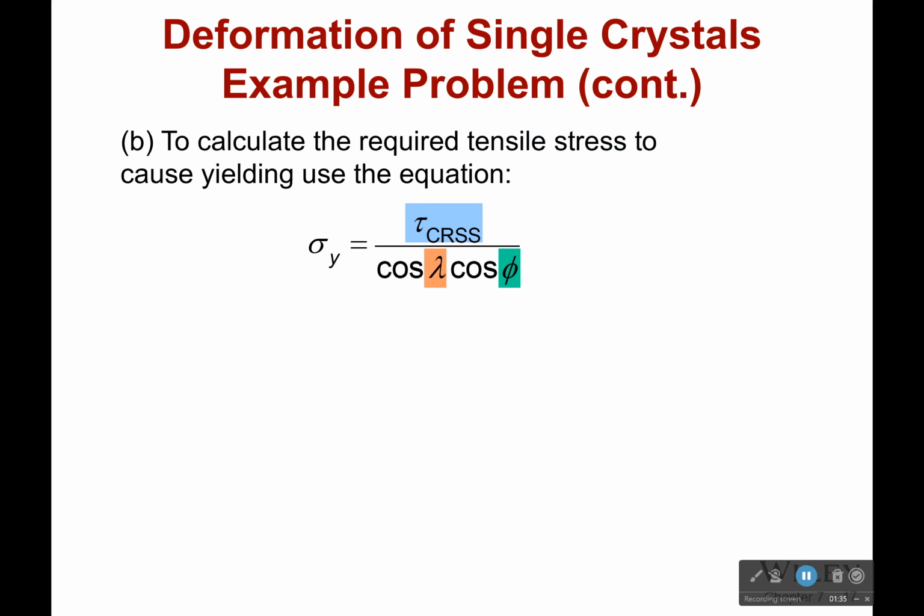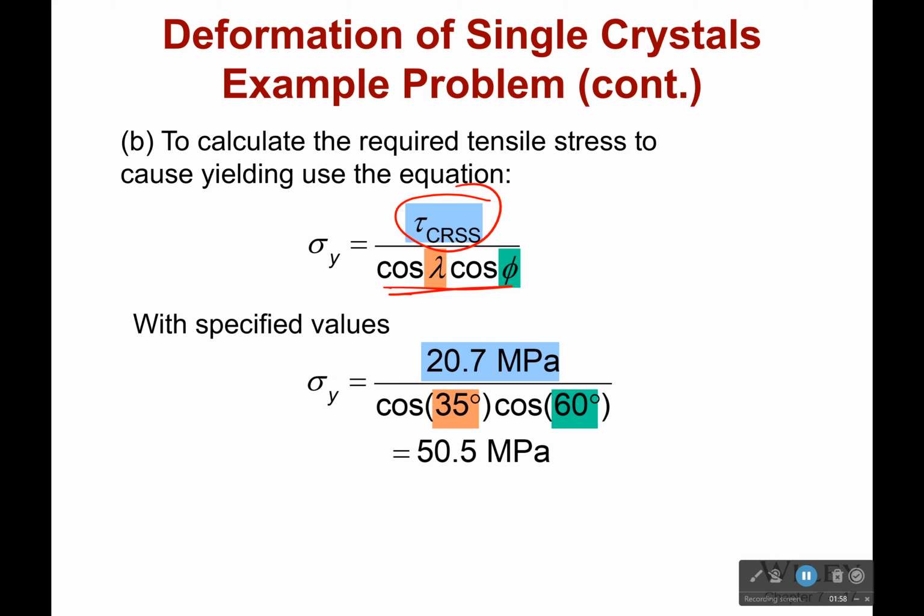We want to figure out, well, when will it yield? So we take our critical resolved shear stress and these directions, and that should be equal to our yield stress, because if our resolved shear stress reaches our critical resolved shear stress, it will begin to yield. And so we're just going to replace our resolved shear stress in the equation with our critical resolved shear stress and solve for the normal stress. If we plug everything in, we see that it would take 50.5 megapascals before we begin seeing some plastic deformation.